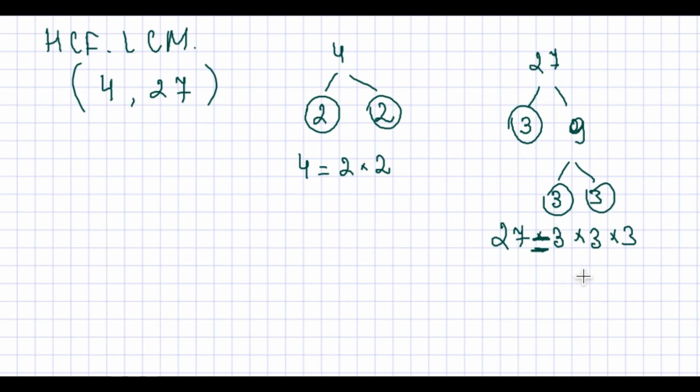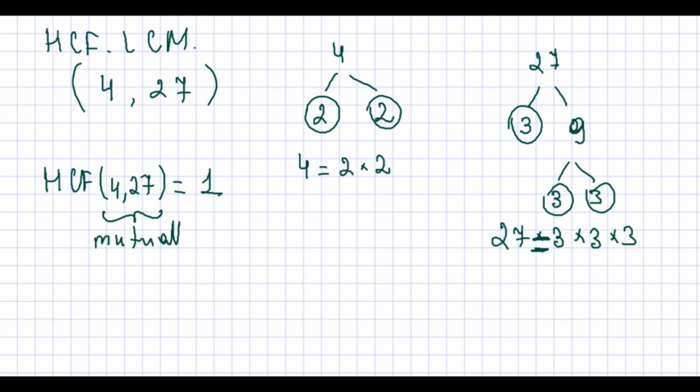There is no common factor. What should I write? Should I write that there is no HCF of 4 and 27? Is it correct? No, of course. We know that 1 is the common factor for all numbers. So when we see, guys, no common factor in prime factorization, we write that the HCF of such numbers is 1.